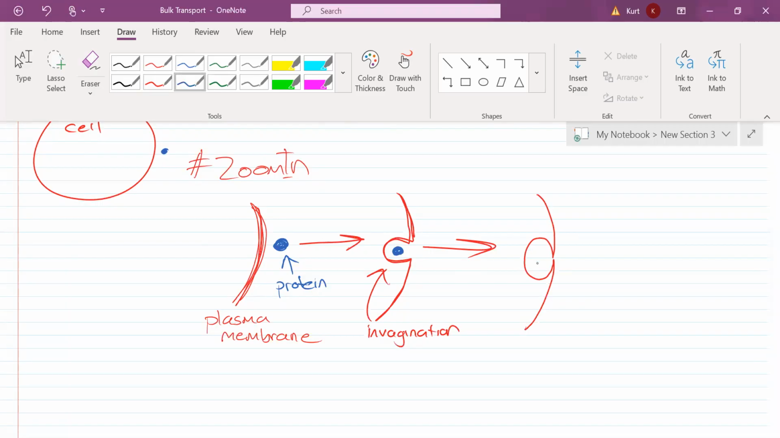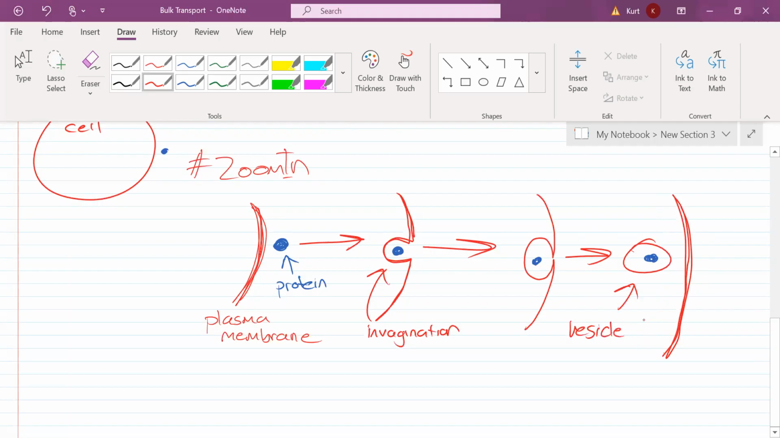You can see that it's starting to pinch off. And before you know it, whoops. You've got yourself a vesicle. And this vesicle is going to go somewhere in the cell. It might go to the Golgi, the ER, the nucleus even. It's going to go to a certain destination within the cell.